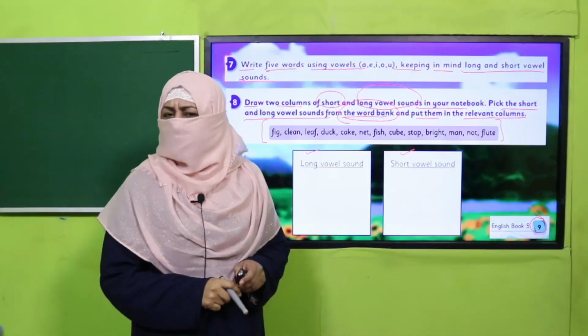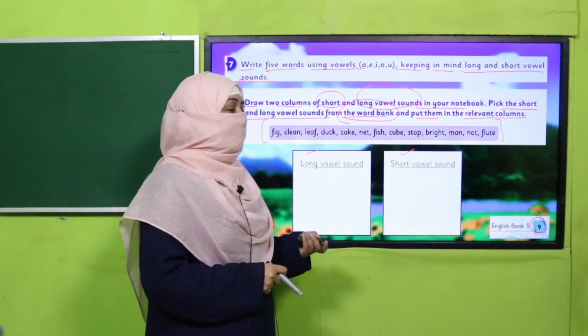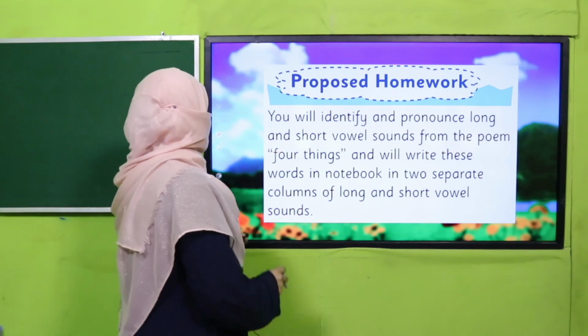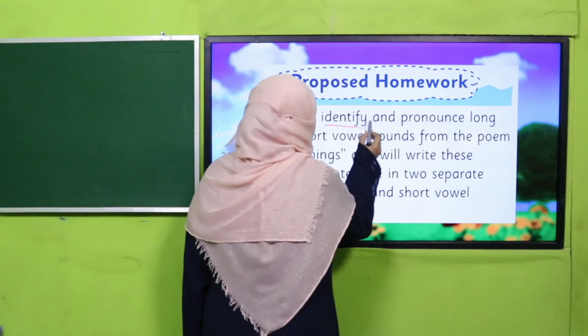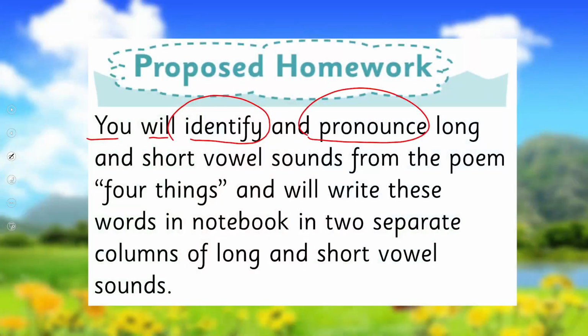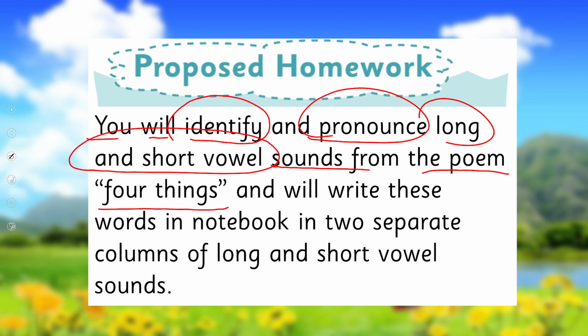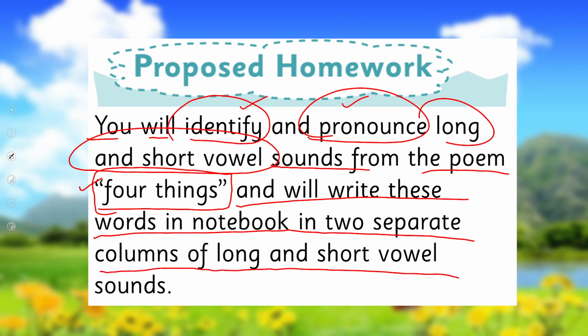Yes, my dear students, are you done with it? Good job. Now you are familiar with long and short vowel sounds. It's time for your homework. You will identify and pronounce long and short vowel sounds from the poem 4 Things. We have read this poem. First identify, pronounce, and then you will write these words in your notebook in 2 separate columns of long and short vowel sounds.